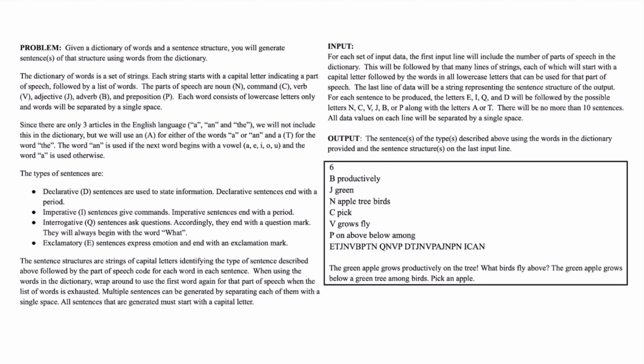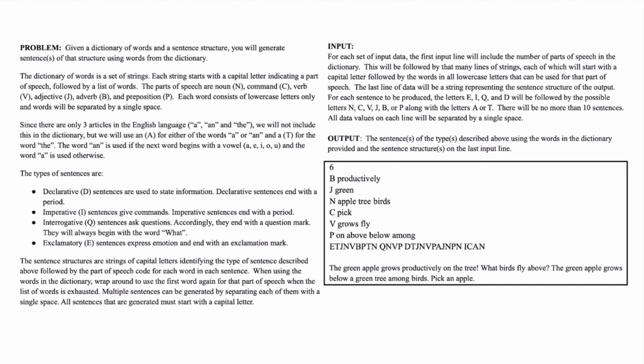Each word is only going to consist of lowercase letters, and words are going to be separated by a single space. As the problem statement was saying, we begin the string with a capital letter, so that's going to indicate our part of speech. Like we have a B here or a J here, so those would be adverb and adjective respectively. And then we're going to have our strings that fall under each of those categories. With adverb, we have productively, and with adjective, we have green. And with other ones, like maybe noun, we have multiple words, separated by spaces. So we have apple, trees, and birds. Those all compose our dictionary.